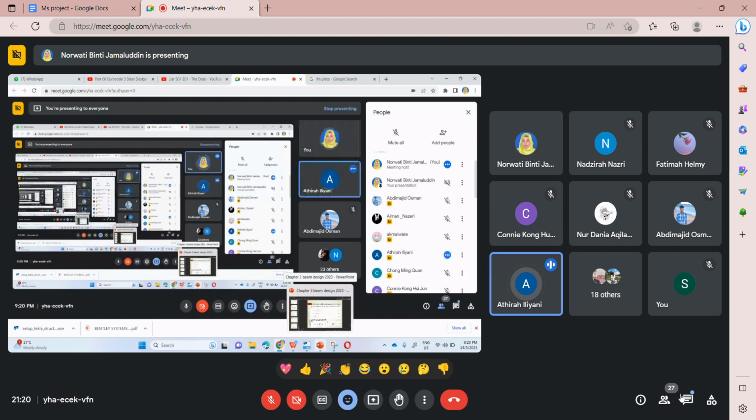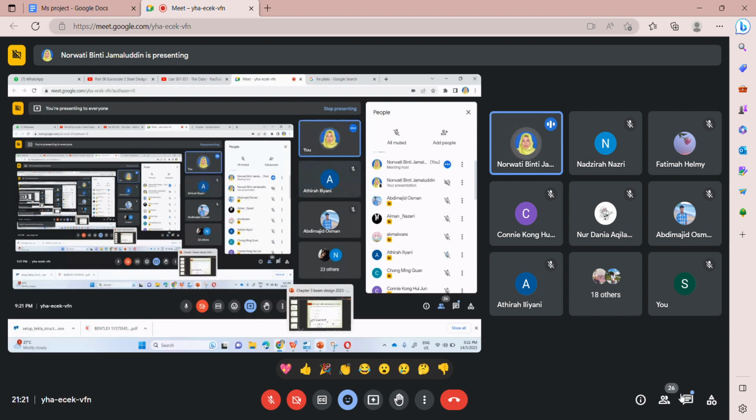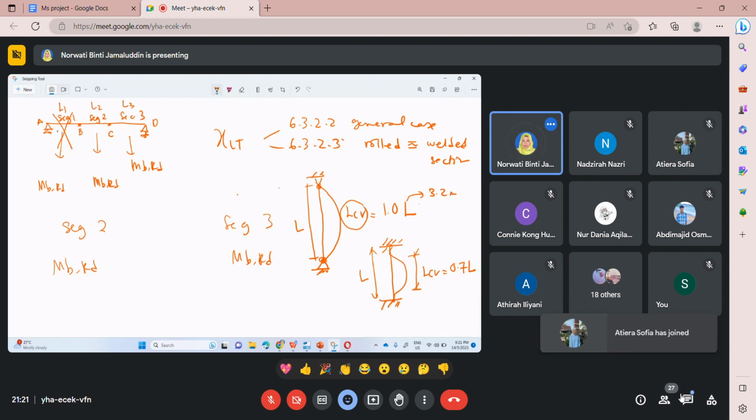Length. Length from restraint to restraint. Bermaksud kadang-kadang bukan panjang beam tu, dia mesti panjang restraint ke restraint. Okay? So how many L do you have here? You have L1, L2, L3. And the total L, the span, is different. L is different from the span, unless you have a simply supported beam with no intermediate restraint in between the span.